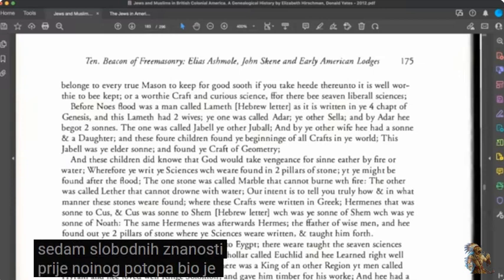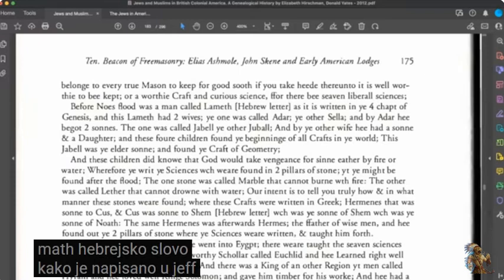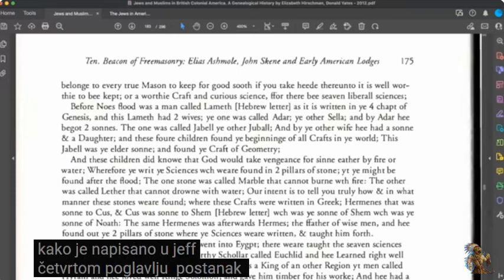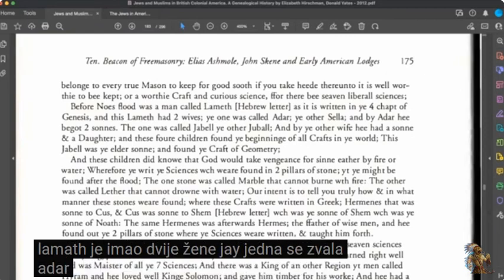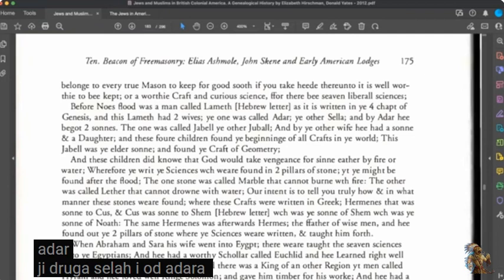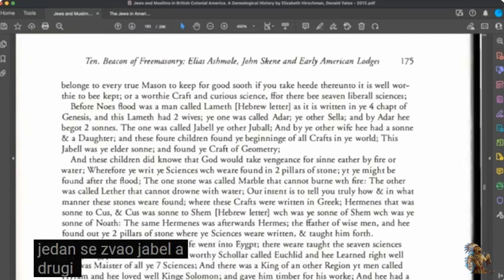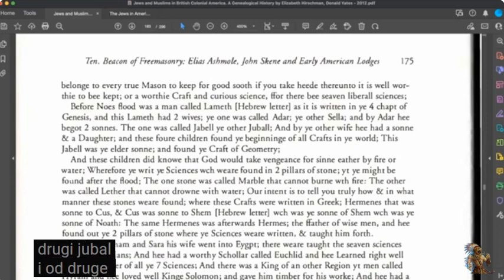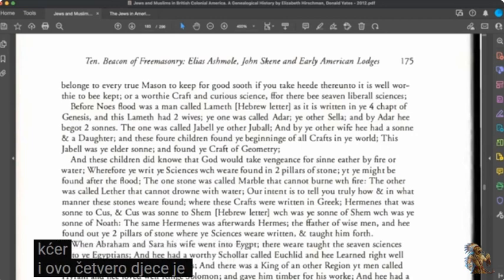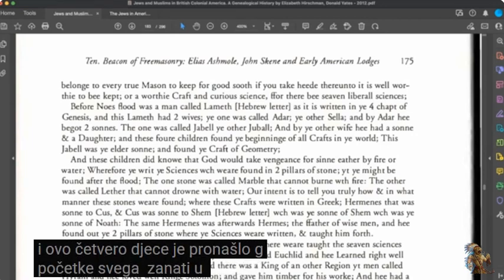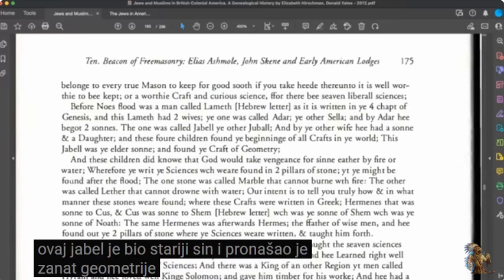Before Noah's flood was a man called Lamech, as it is written in the fourth chapter of Genesis. And this Lamech had two wives. The one was called Adah, the other Zillah, and by Adah he begot two sons. The one was called Jabal, the other Jubal, and by the other wife he had a son and a daughter. And these four children found the beginnings of all crafts in the world. This Jabal was the elder son, and found the craft of geometry.